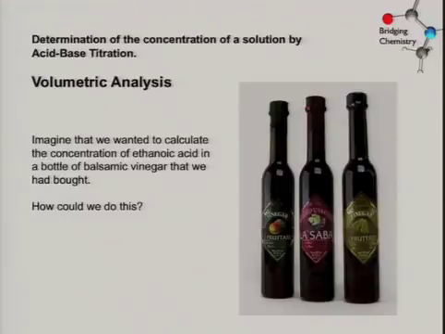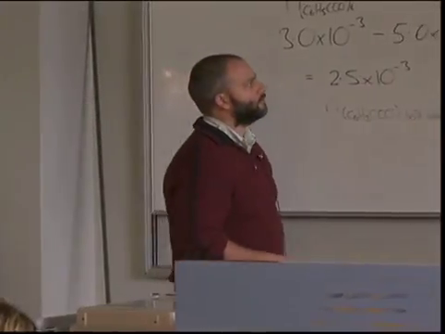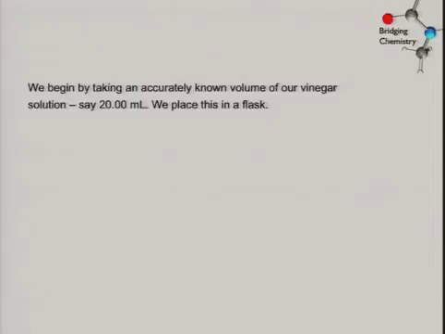We can do it by going to our knowledge of the sorts of chemical reactions that ethanoic acid can do, that we've just been talking about. Right? So what we're going to do is start by taking an accurately known volume of our vinegar. Let's say we prepare 20 ml of our vinegar out of the bottle, and we put it in the little flask of our titration, in the bottom.